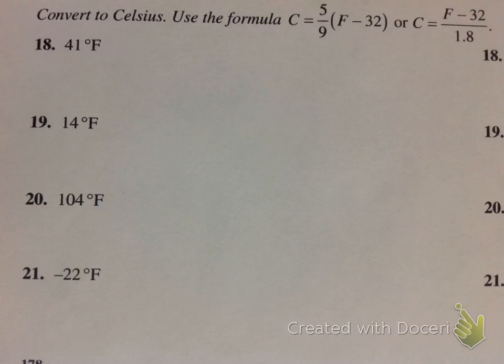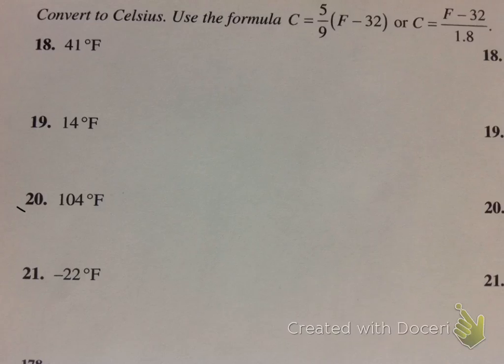Now let's look at converting Fahrenheit to Celsius. Again, we have two different formulas. The only difference between the two is one's using the fraction and one is using the decimal. Again, we'll use the one with the decimal. I just find it's easier to work with, especially since we're using the calculator.